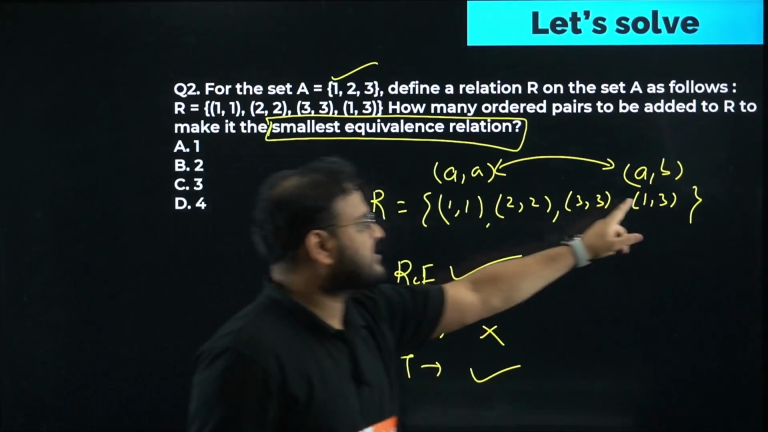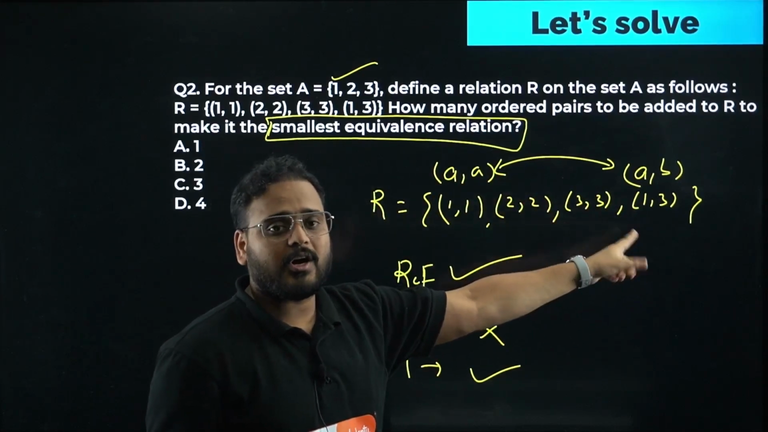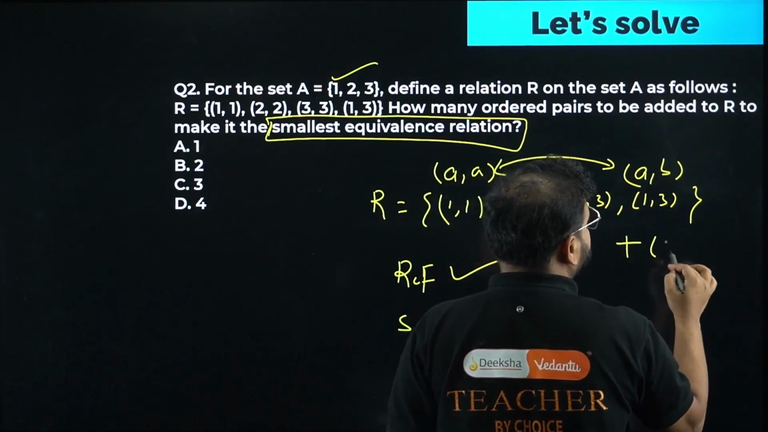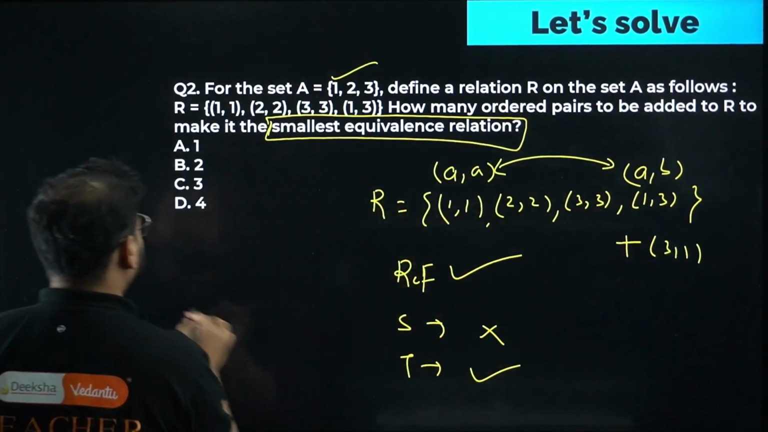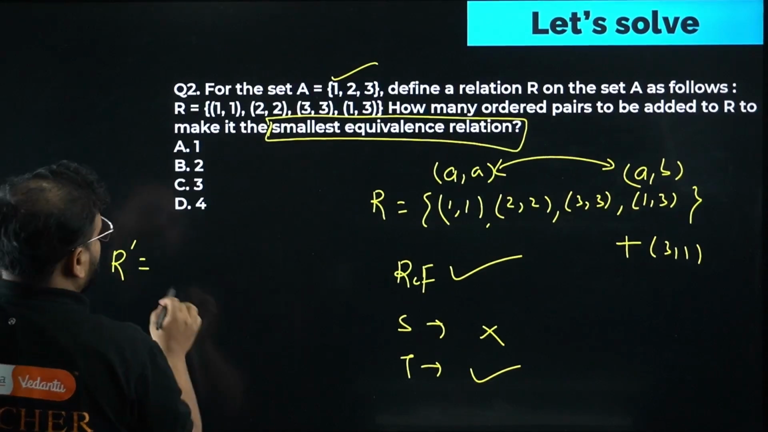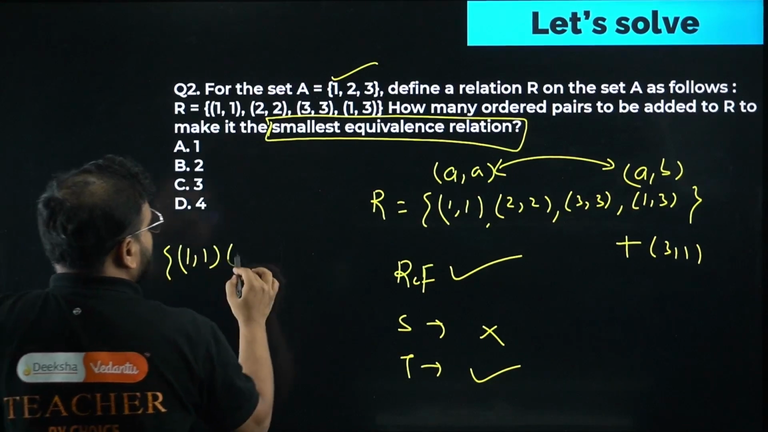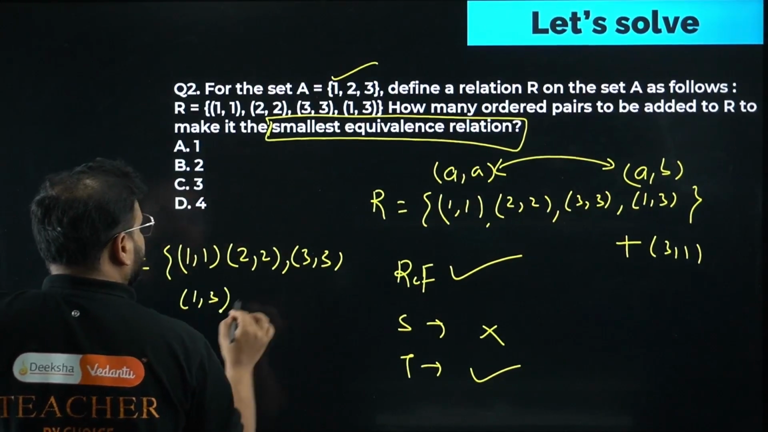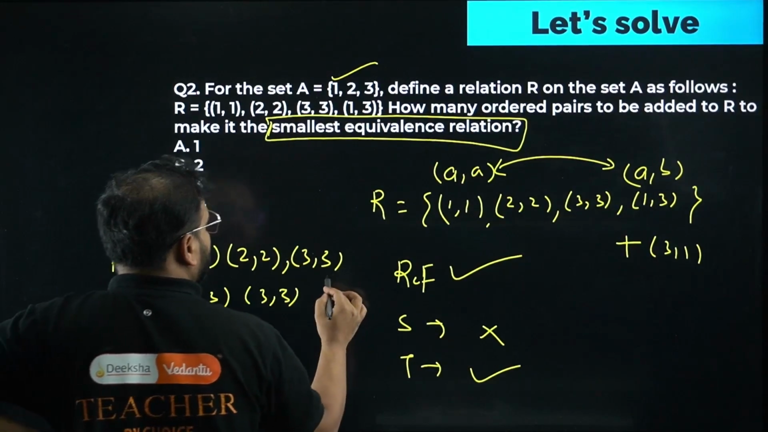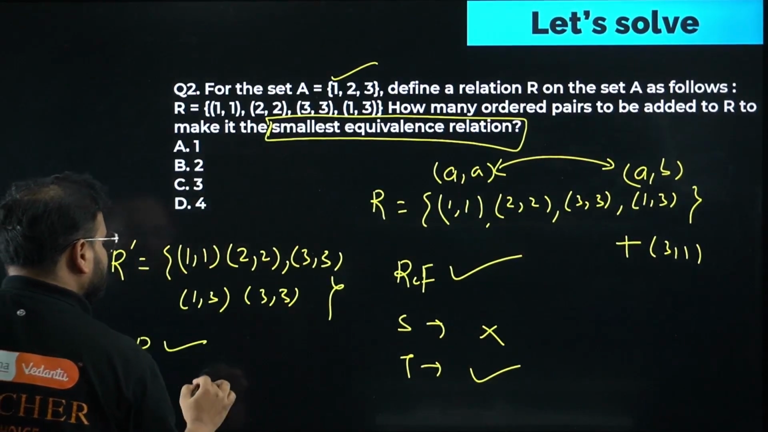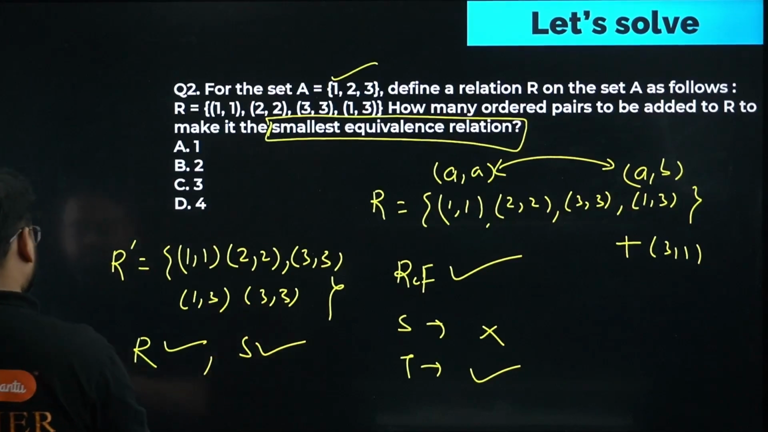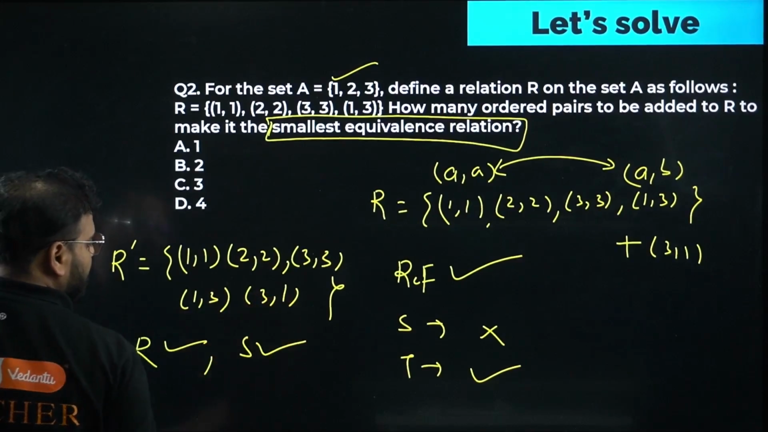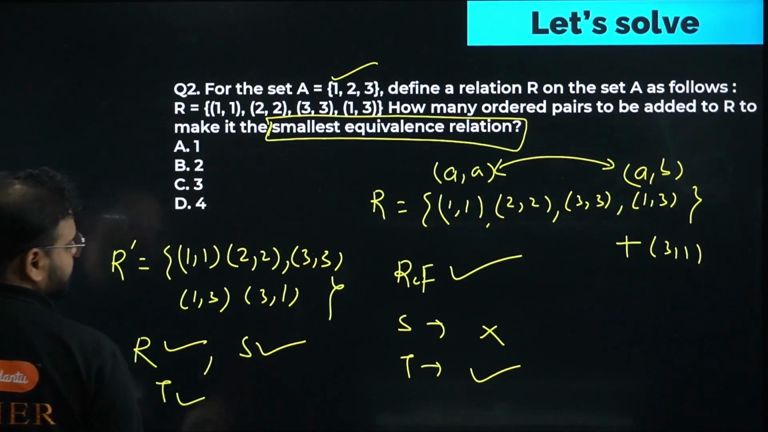So if I combine this relation R with the ordered pair 3, 1, then it becomes what? Equivalence relation. So do one thing, add here 3, 1. Now check the modified relation R. I'm going to write this as R dash. Please check. Now in the R dash you have 1, 1, of course, 2, 2, 3, 3, 1, 3, and 3, 1. I made a mistake. Reflexive was there, symmetric now is there, and of course there was always transitive, right?